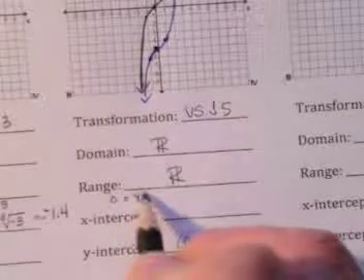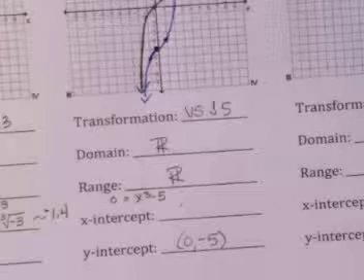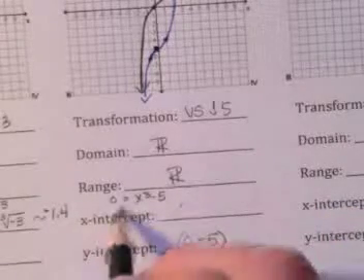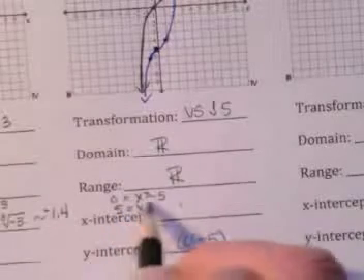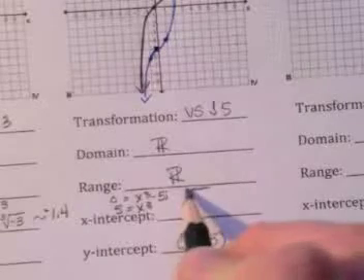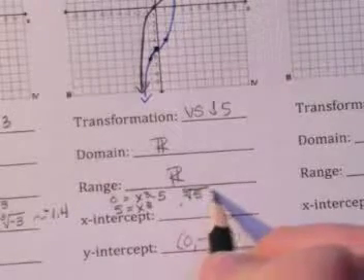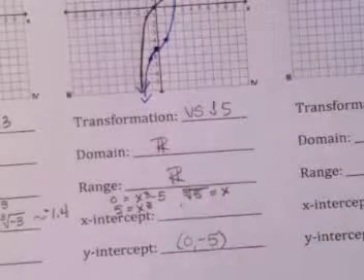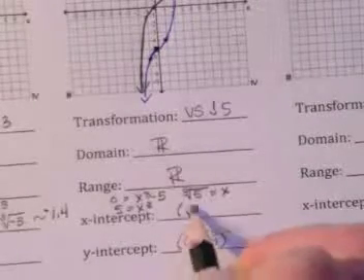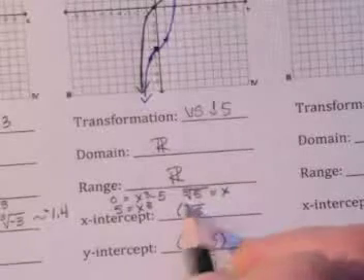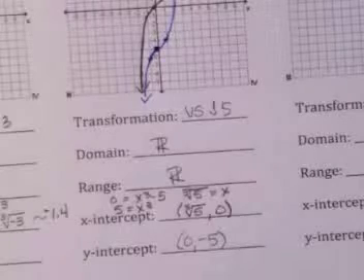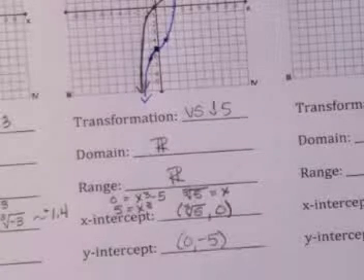0 is equal to x to the third minus 5. So I'm going to add 5 to both sides of this equation and get 5 is equal to x to the third. And then I'm going to take the third root of both sides. So the cube root of 5 is where my x-intercept is. And I could write that like the cube root of 5, comma, 0. And that would be how I would answer this question if I wanted an exact answer.